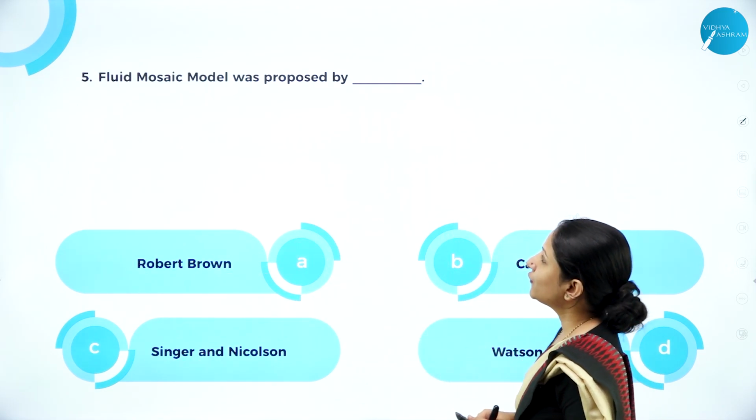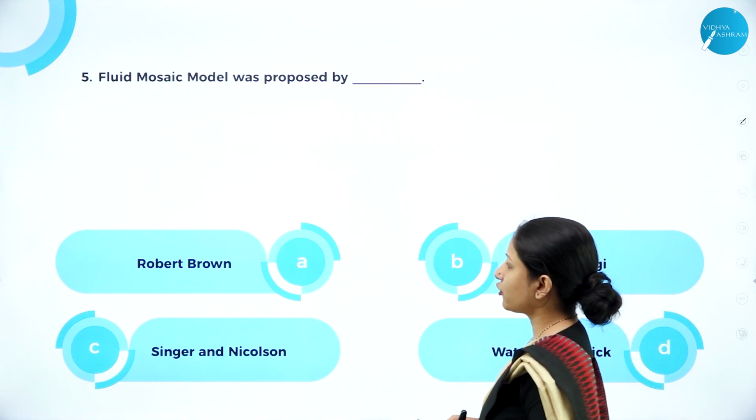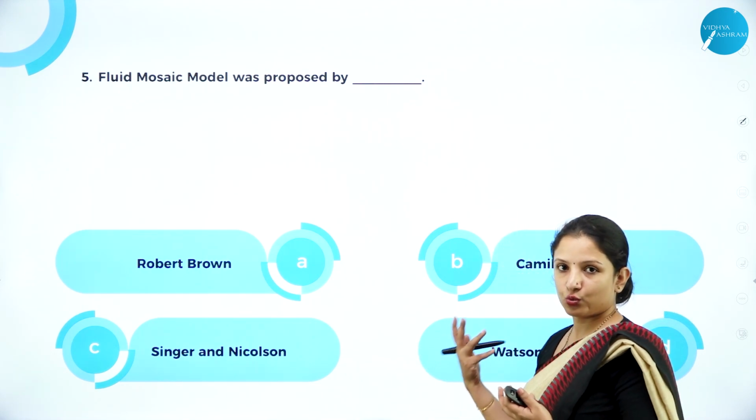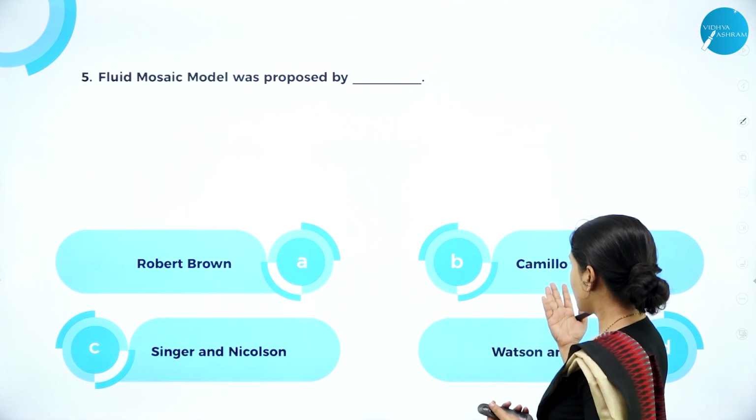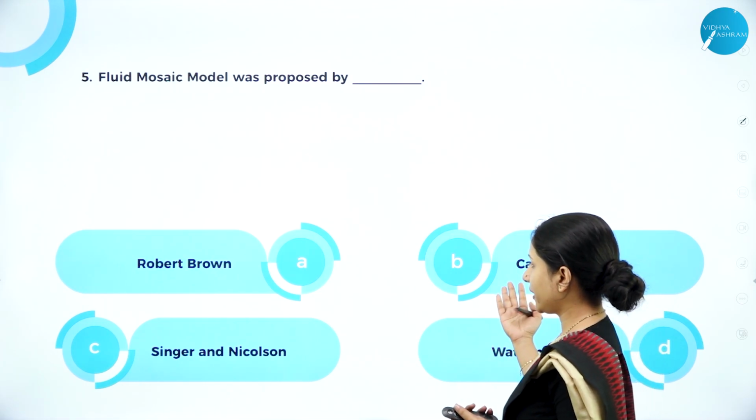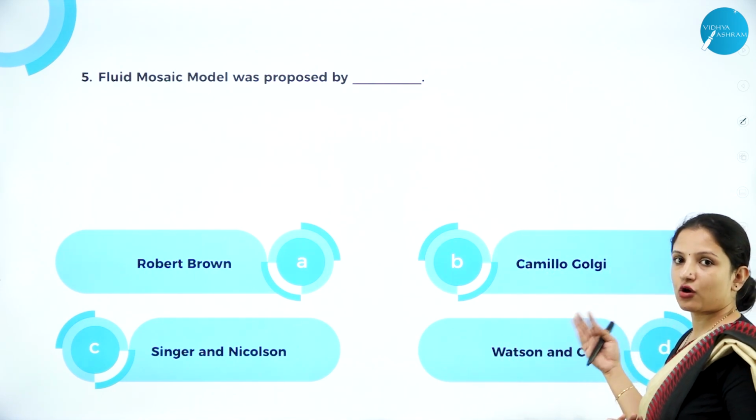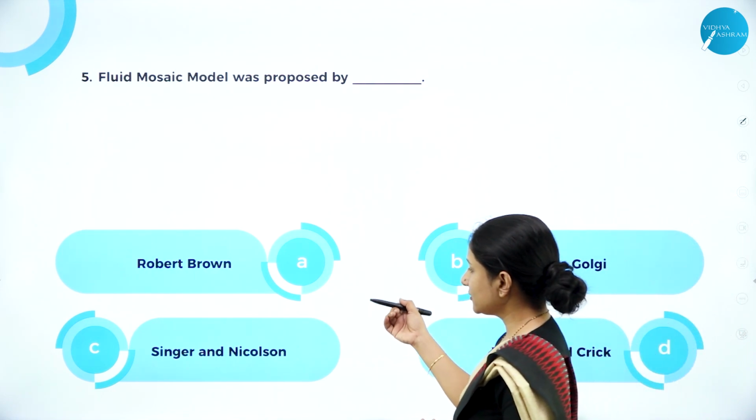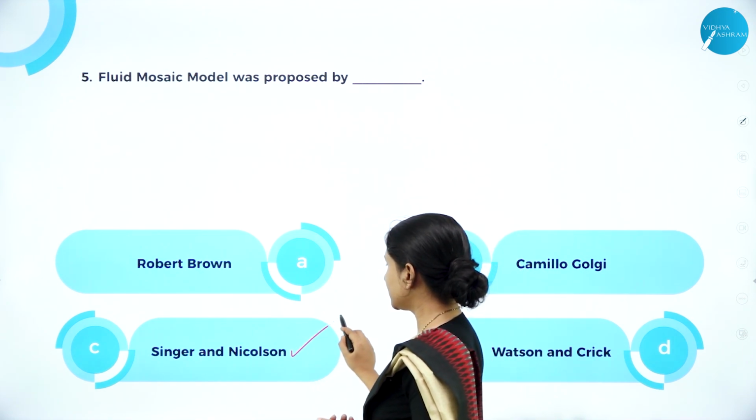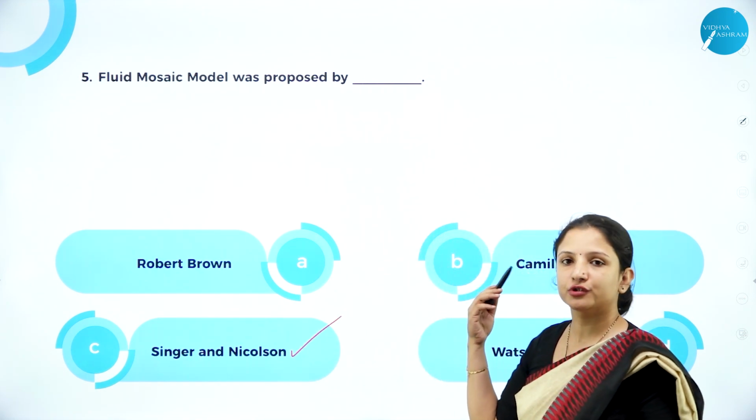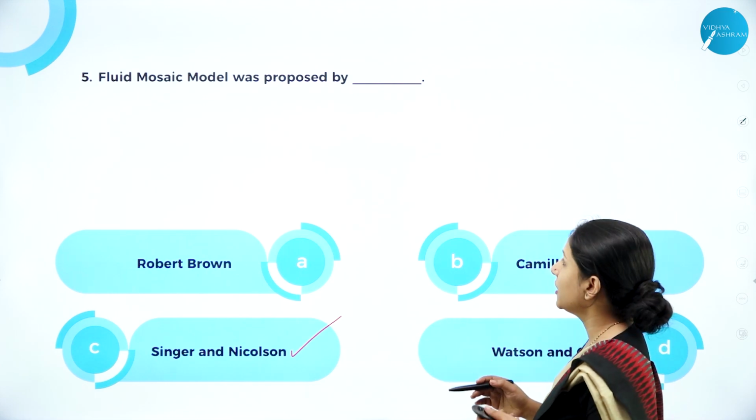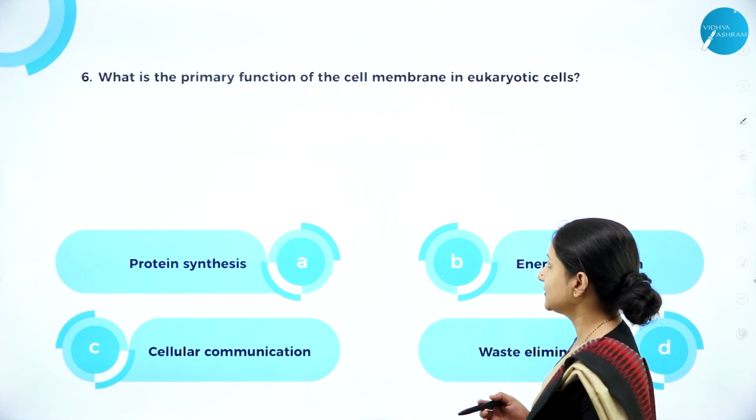Moving further, the fluid mosaic model was proposed by Robert Brown. He has something to do with the cell. Camillo Golgi found out the Golgi apparatus, Robert Brown the nucleus, Watson and Crick the DNA. So their contribution is for the DNA. Here Singer and Nicholson are the two scientists who actually proposed the fluid mosaic model of the plasma membrane. So option C is the right answer here.